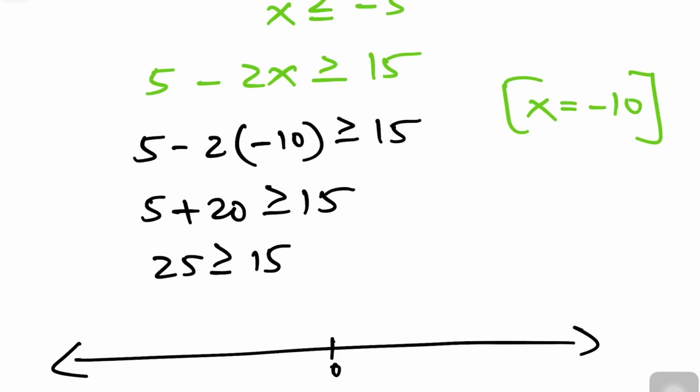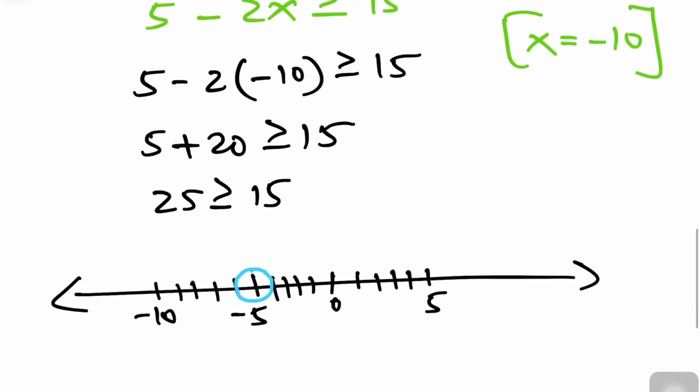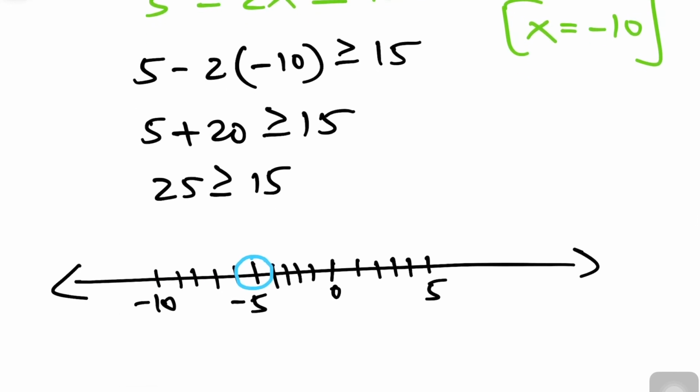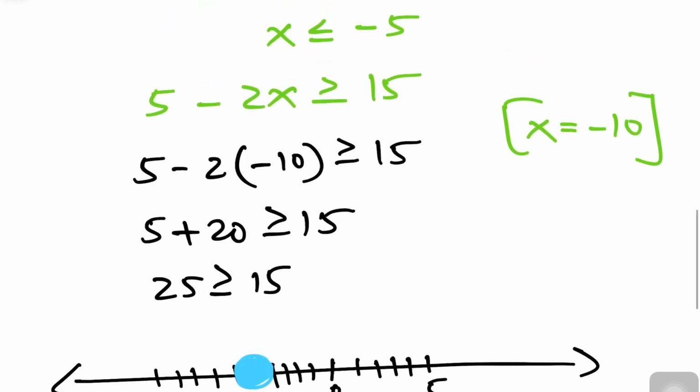Let me use the number line so that you can see what's going on. So let's say this is 0, 1, 2, 3, 4, 5, and 1, 2, 3, 4, 5. That's my negative 5. Negative 6, 7, 8, 9, 10. This is my negative 10. So now how can we draw the number line? Well, our negative 5 is the number. Am I going to use an open circle or closed circle? It is going to be a closed circle, okay?